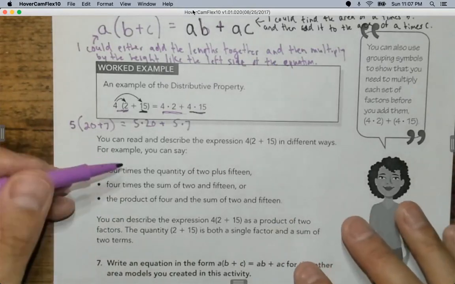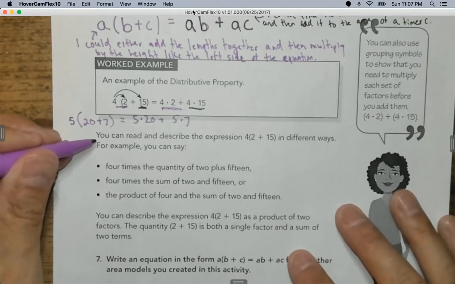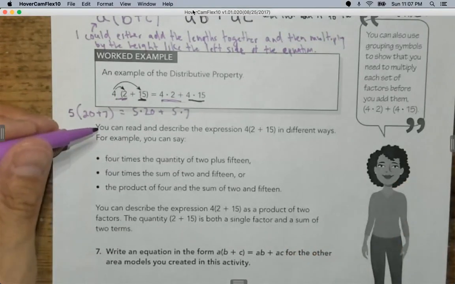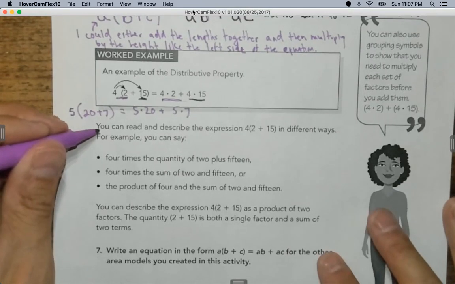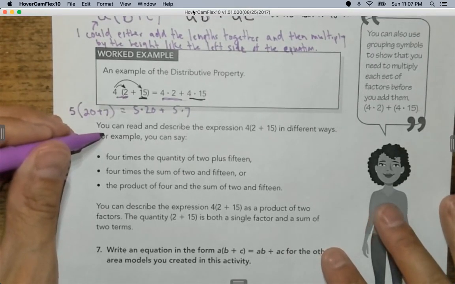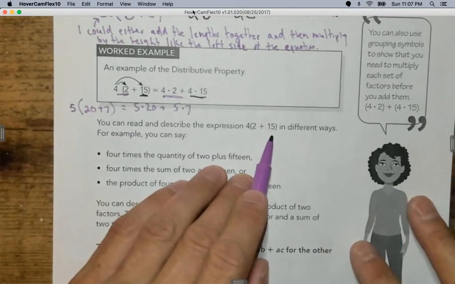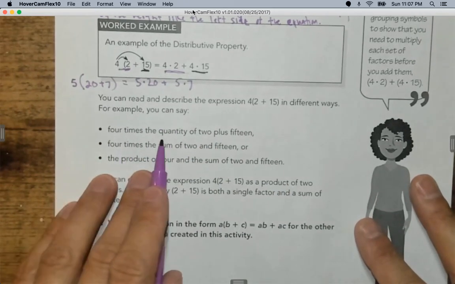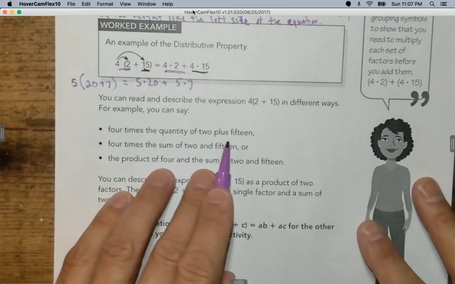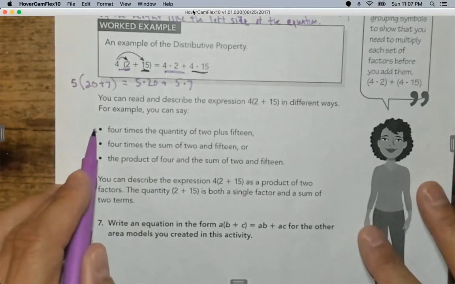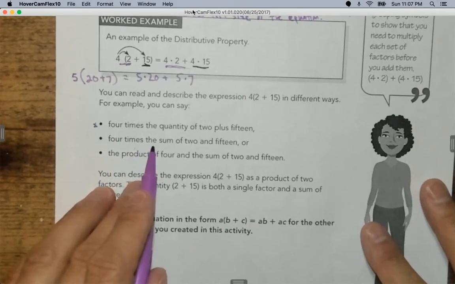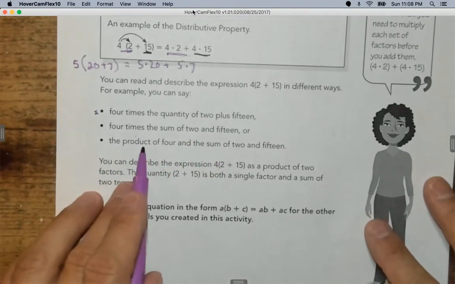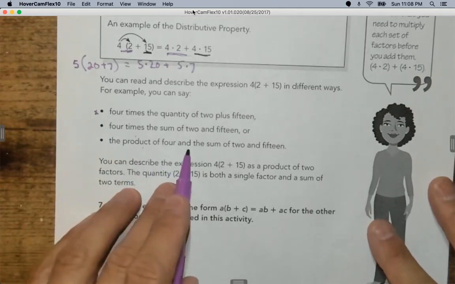There's different ways to read the expression. You can read and describe the expression 4 times the quantity of 2 plus 15 in different ways. For example, you can say 4 times the quantity of 2 plus 15. So that's kind of how I said it originally. 4 times the sum of 2 and 15, or the product of 4 and the sum of 2 and 15.